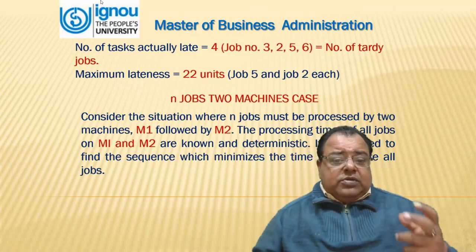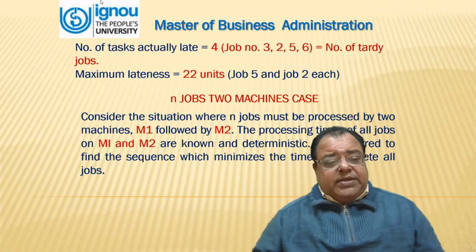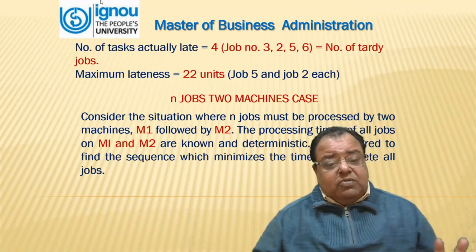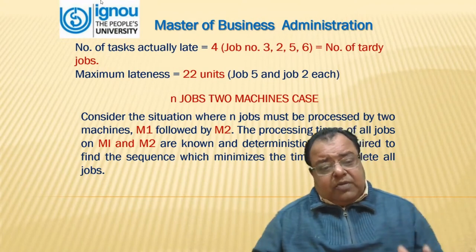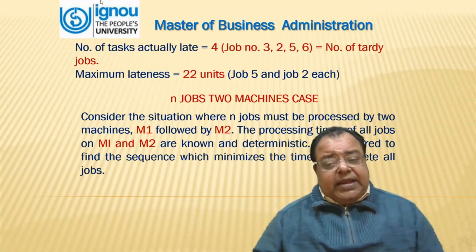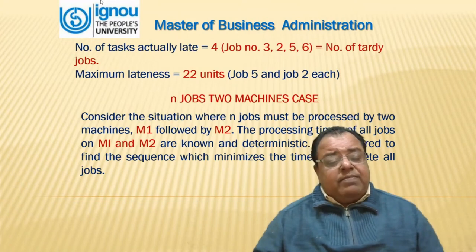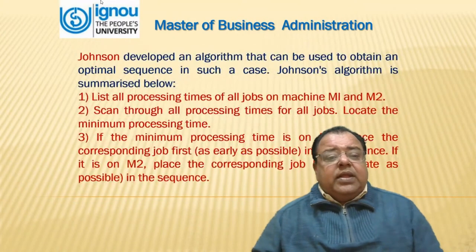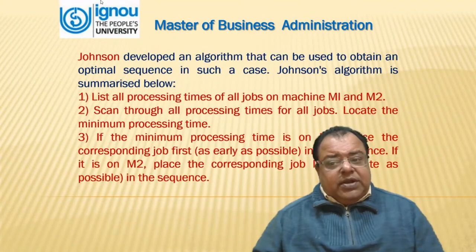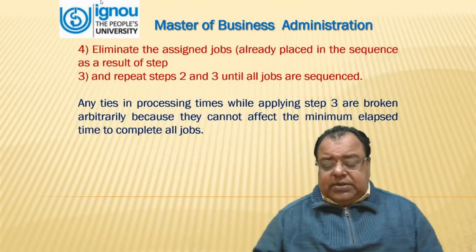Now we move to the n jobs, 2 machines case. Consider the situation where n jobs have to be processed on 2 machines, that is M1 and M2. The processing times of all jobs on M1 and M2 are known and deterministic. It is required to find the sequence which minimizes the time to complete all jobs. Johnson developed an algorithm that can be used to obtain an optimal sequence.